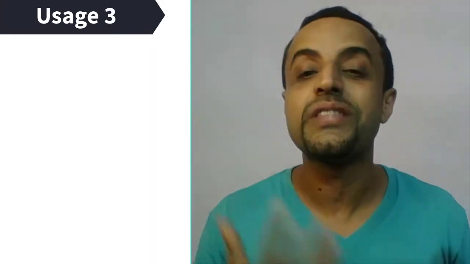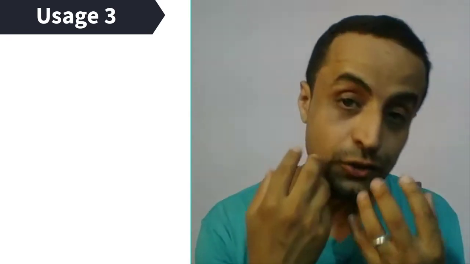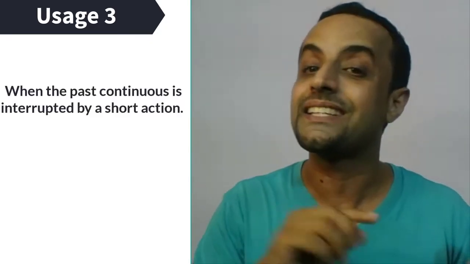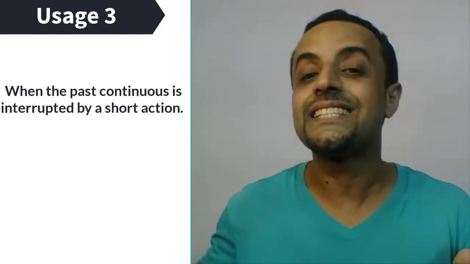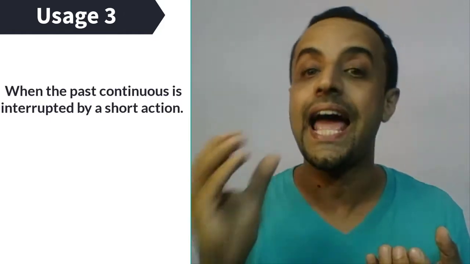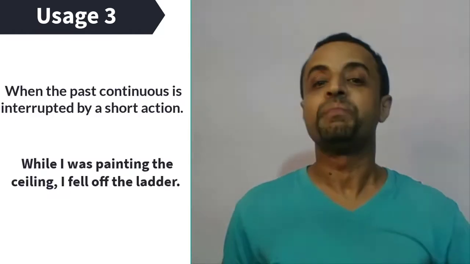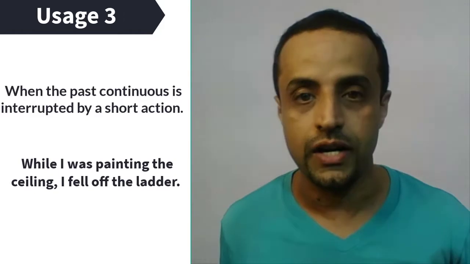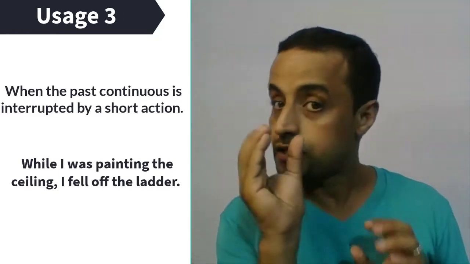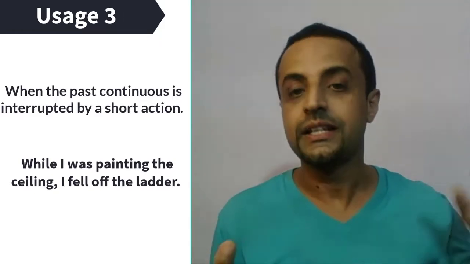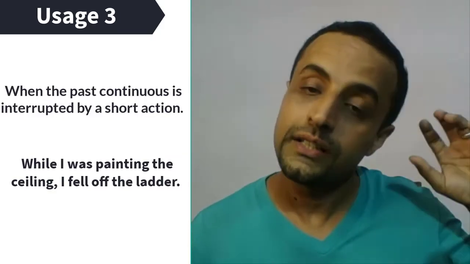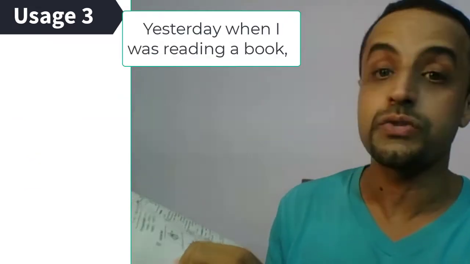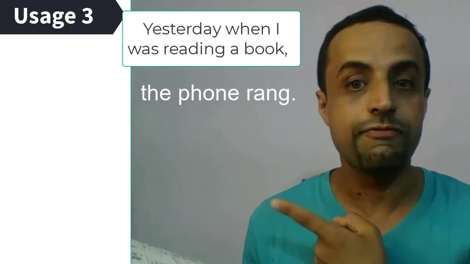The third usage of the past continuous tense, we use the past continuous tense when there are two actions. One is in the past continuous tense, and this past continuous action is interrupted by a short action in the past tense. For example, while I was painting the ceiling, I fell off the ladder. I fell off the ladder is a short action that happened in the past. It interrupts the long continuous action. Yesterday, when I was reading a book, the phone rang.